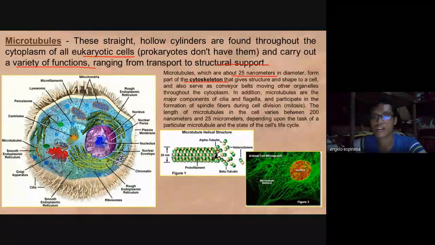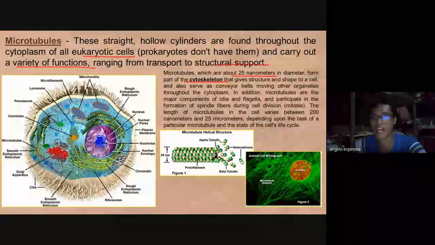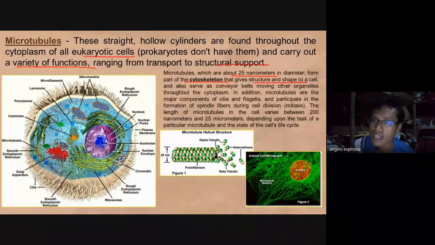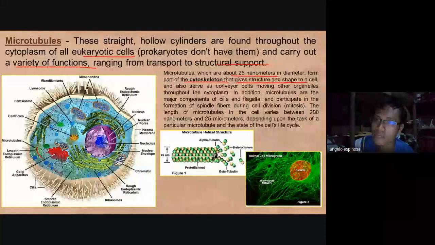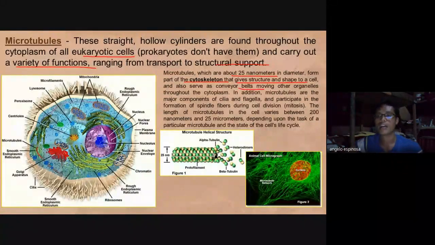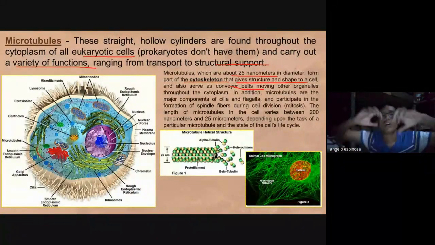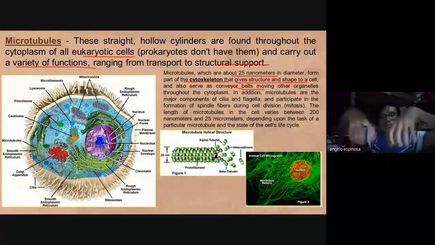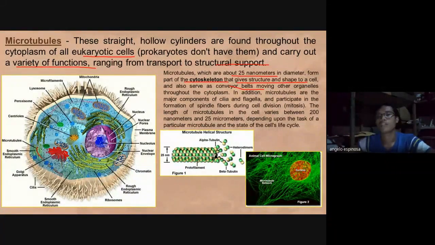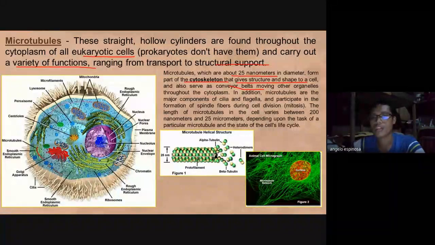That's very important, because it gives structure and shape to a cell. They also serve as conveyor belts for organelles throughout the cytoplasm. So microfilaments pinch and divide the cell, controlling the division of the cell, and then the microtubules give structure and shape to a cell. That is microtubules, known as the conveyor belts.